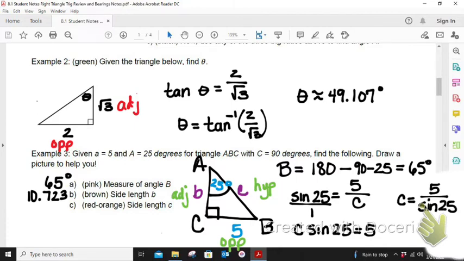So to find little c, you're going to take 5 divided by the sine of 25. And you should get approximately 11.831. And that's part A, B, and C.